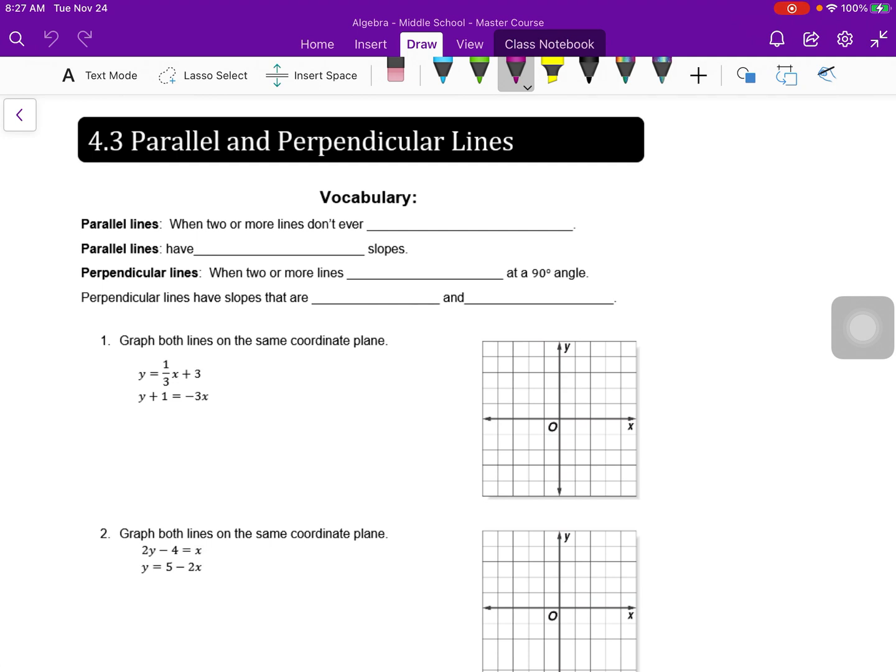Hi, algebra students. These are your notes for section 4.3 on parallel and perpendicular lines. So we're going to start by covering some vocabulary.